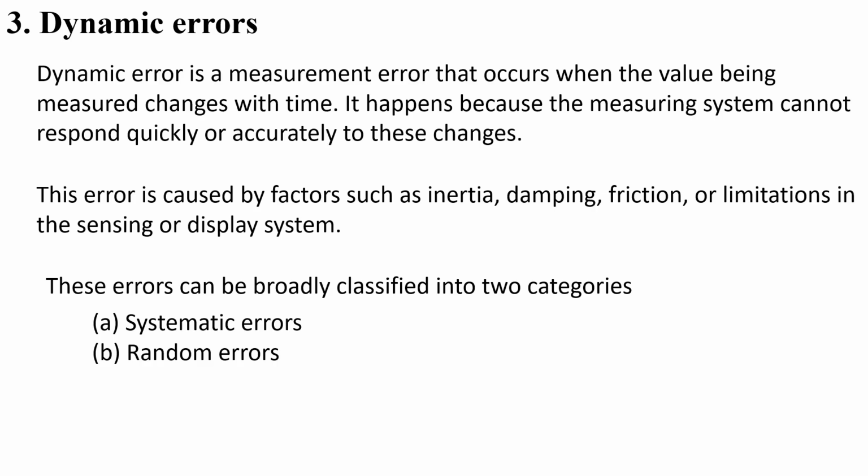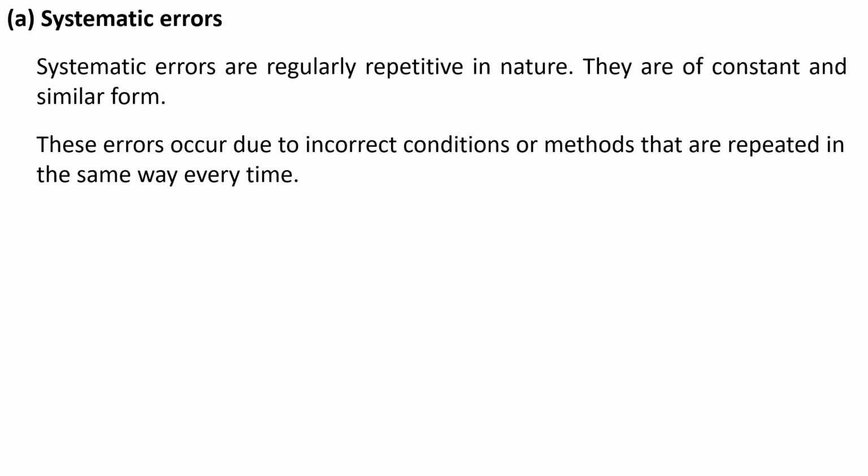These errors can be broadly classified into two categories: systematic errors and random errors. Systematic errors are the controllable errors and random errors are the uncontrollable errors. First we discuss the systematic errors. Systematic errors are regularly repetitive in nature. They are of a constant and similar form. These errors occur due to incorrect conditions or methods which are repeated in the same way every time.